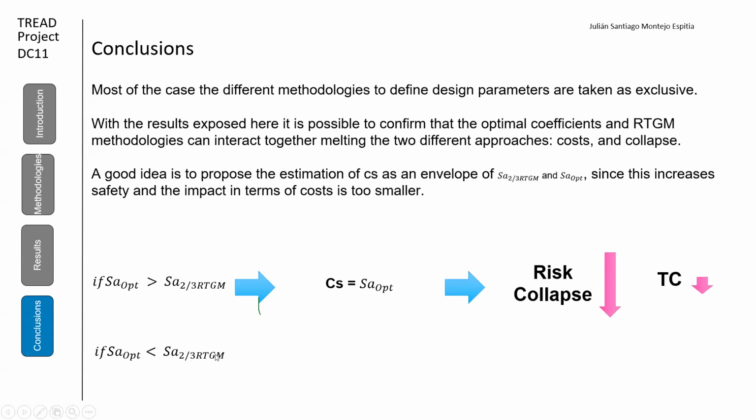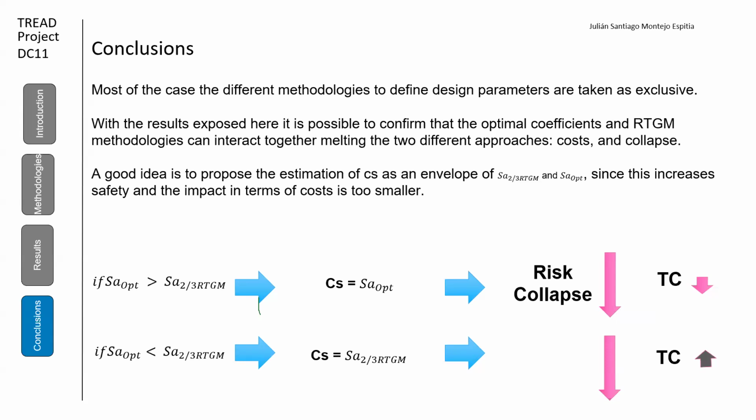But in the other case, if the risk-targeted methodology leads to a higher seismic demand, we will keep this value. Why? Because in this case, we also decrease the risk of collapse, and we are increasing the total cost just a little bit. But what is more important, the collapse and maybe the lives, or the cost? And the cost is not changing a lot. So we are proposing this scheme to include both methodologies and not take them as exclusive.